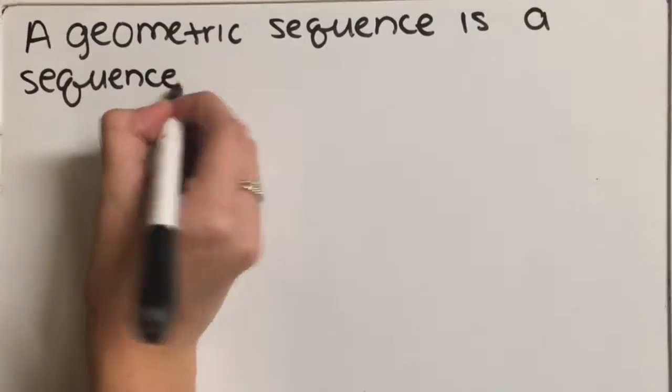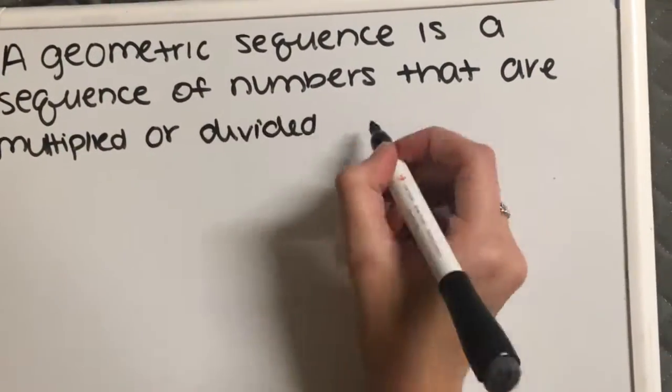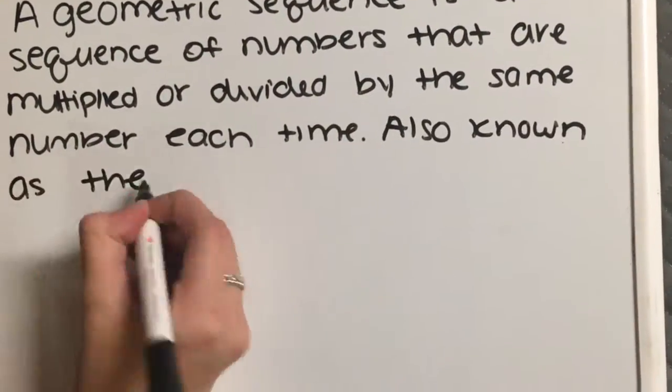A geometric sequence is a sequence of numbers that are multiplied or divided by the same number each time, also known as the common ratio.